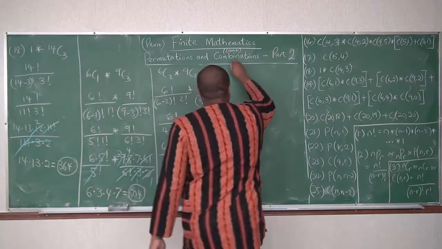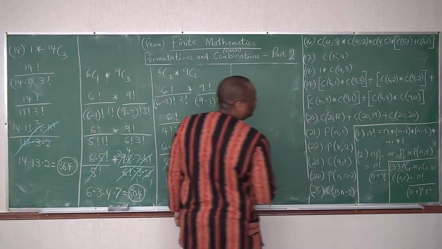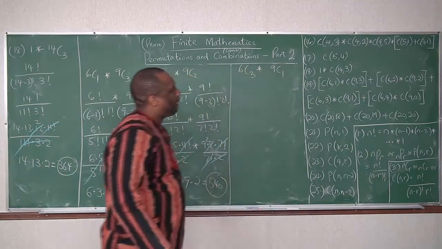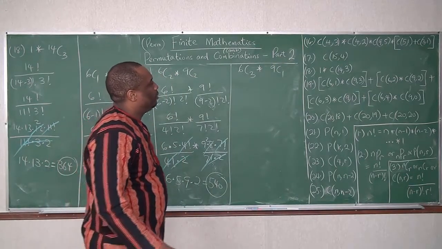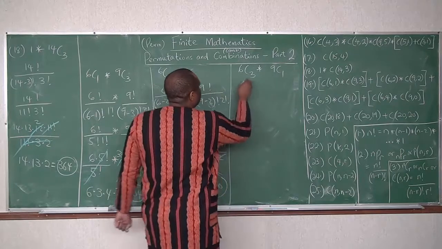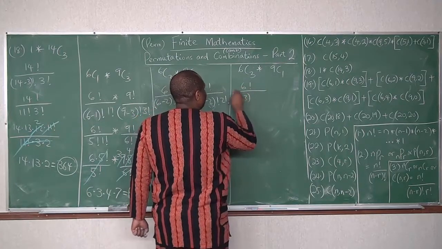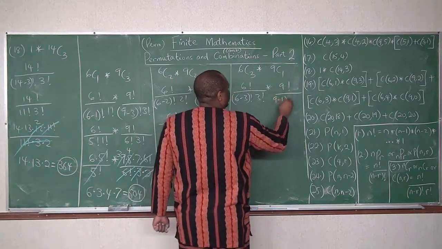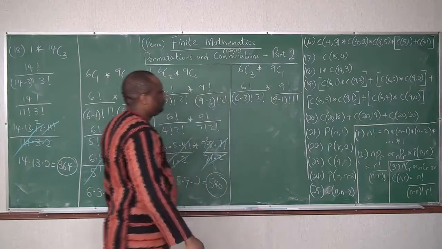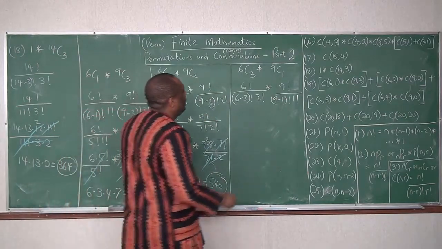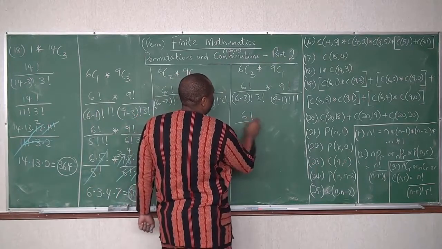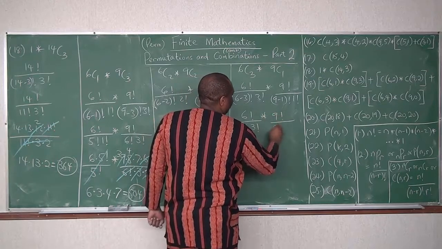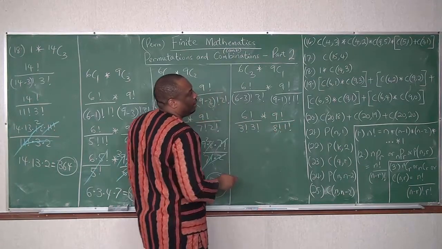Next one. We have a 6 choose 3 times 9 choose 1. Okay? So what does it give us now? 6 factorial over 6 minus 3 factorial, 3 factorial, times 9 factorial over 9 minus 1 factorial, 1 factorial. And that gives us what? 6 factorial over 3 factorial, 3 factorial, times 9 factorial over 8 factorial, 1 factorial. Okay?